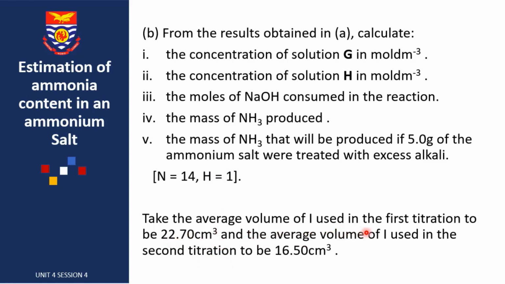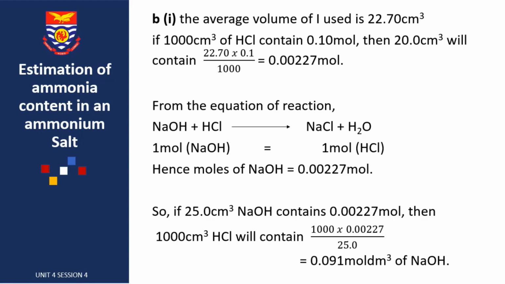volume of I used in the first titration to be 22.70. The first titration, that is the titration between the acid and the pure sodium hydroxide. And the average volume of I used in the second titration to be 16.5. That's the titration between the acid and the, let me say, mixture, where we have sodium hydroxide treated with the sample.